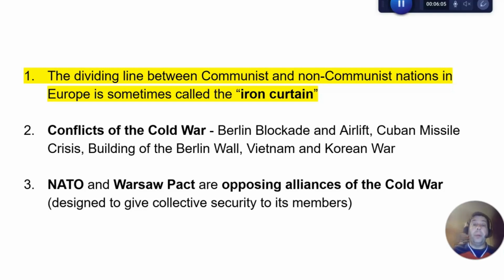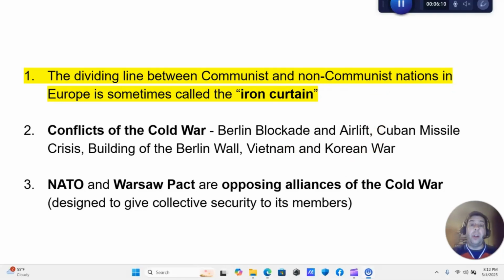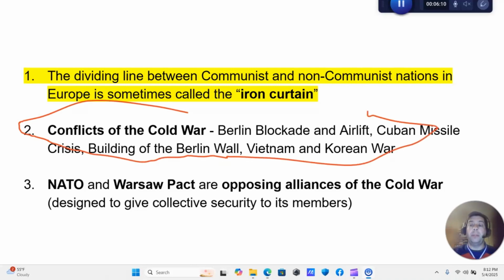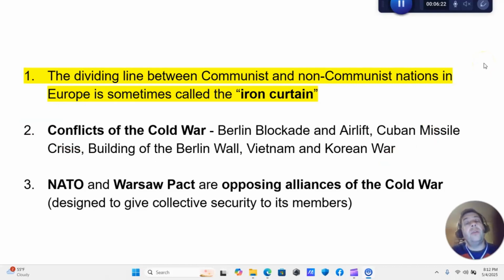Okay, I give you a bunch of examples. If you see any of these conflicts on your Regents exam, these are all Cold War conflicts, right? Understand they're all Cold War conflicts. So everything we've talked about associated with the Cold War is a part of this.